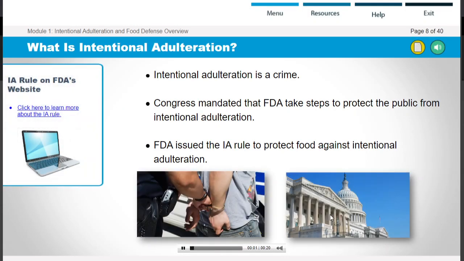Intentional adulteration is a criminal act that can have devastating consequences. That's why Congress mandated that FDA take steps to protect the public from intentional adulteration. FDA issued the IA rule, which says that covered food facilities must identify and protect their most vulnerable points against intentional adulteration.